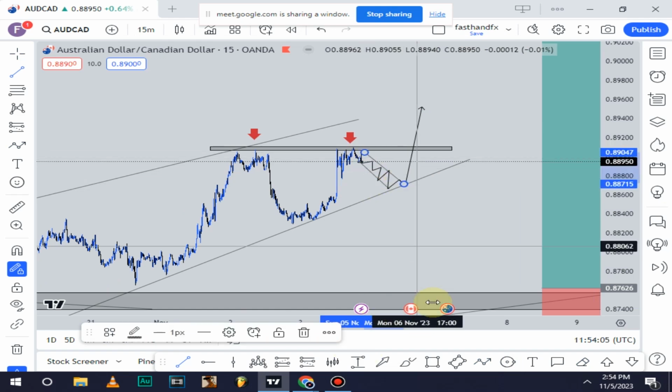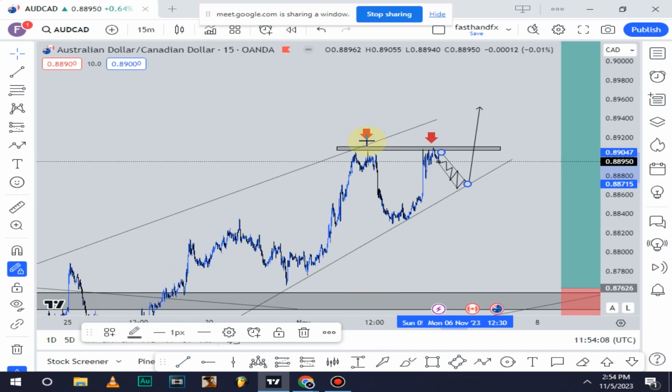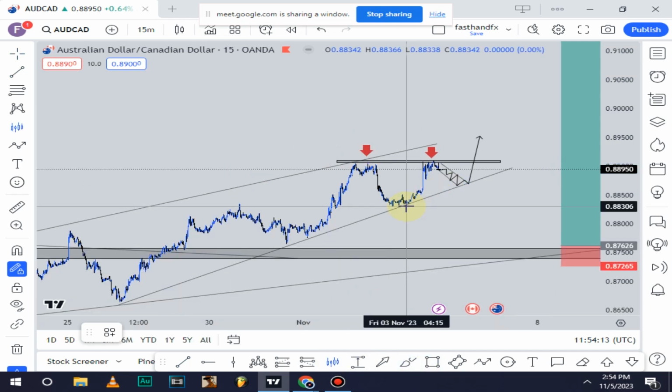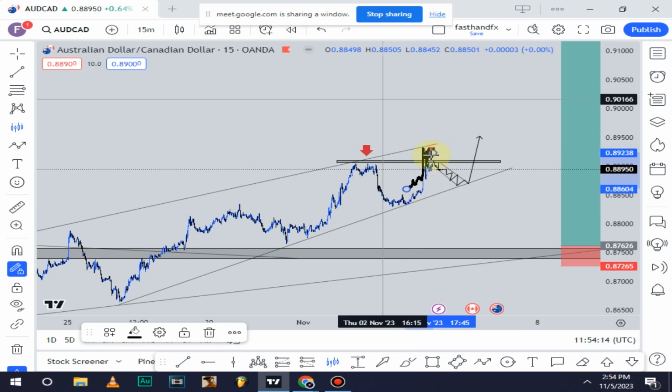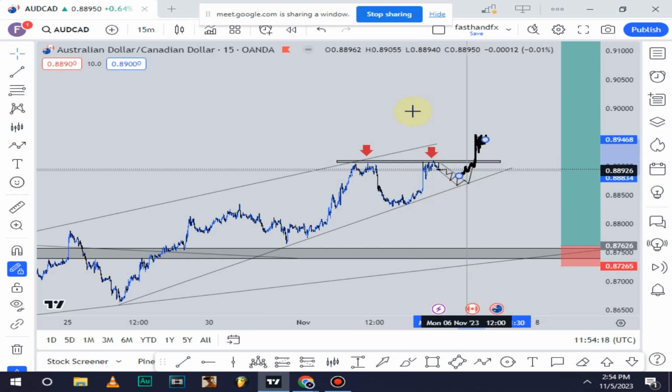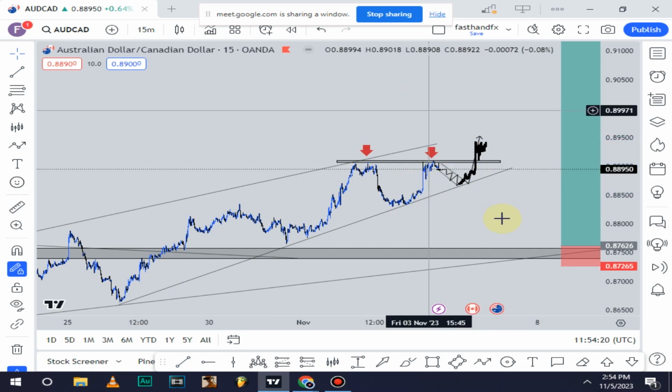Okay, so look at this. After an impulse, we have a correction, impulse, correction, impulse, correction. So if we do take this zone until that zone, I'm anticipating this move. Does that make sense, guys?